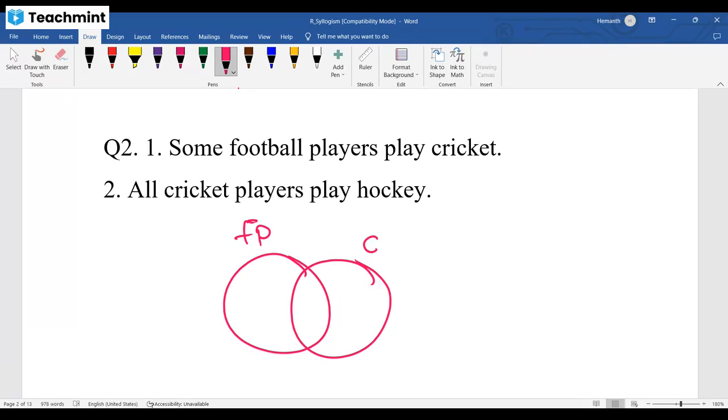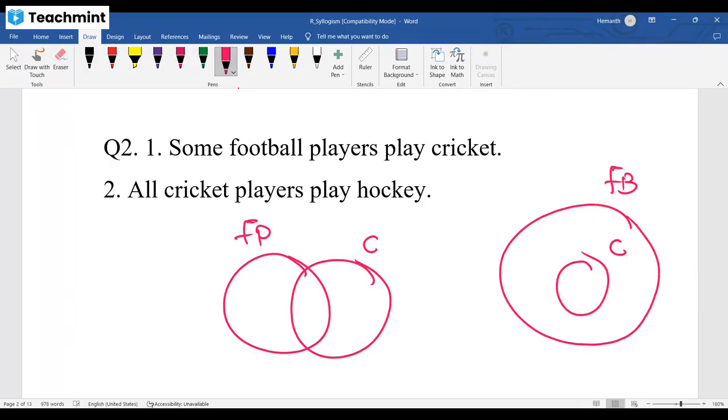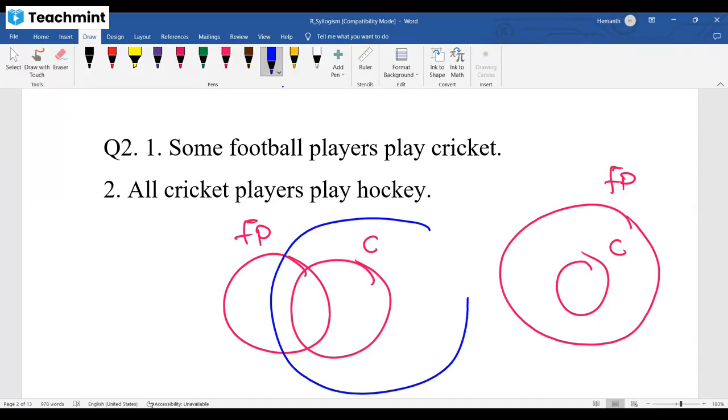This diagram, no sir, I have another diagram. Some football players play cricket. Your wish, either the left side diagram or the right side diagram. It's all up to you. You can take both. Both are okay. Next one. All cricket players play hockey. I can draw like this. We can draw like this also. So only two diagrams? No, you can draw nearly 10 diagrams still.